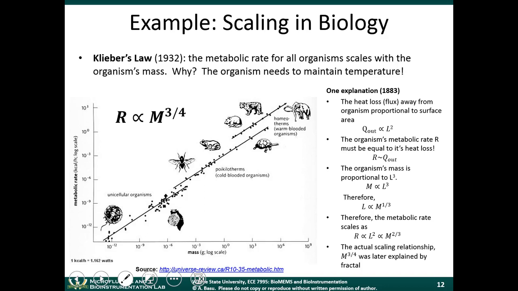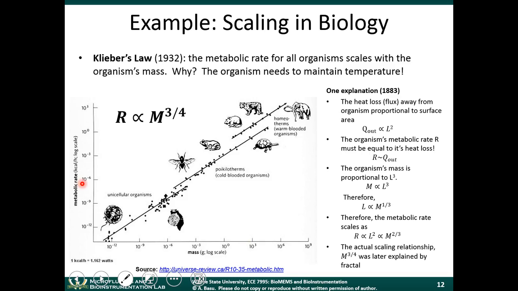If you think about this in terms of a thermal model, this makes sense. If an organism needs to maintain temperature, you can make an argument for this. But let's look at this plot first. Over here on the right side we have the large organisms. The mass is shown on the x-axis on a log scale, and on the y-axis we have the metabolic rate. The mass is in grams or kilograms, and the metabolic rate is in kcals per hour.